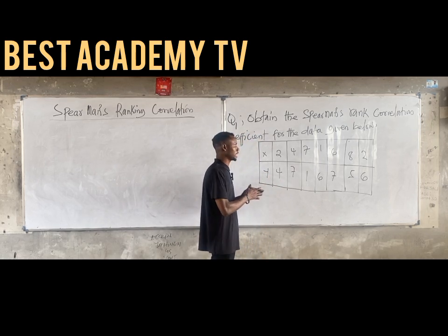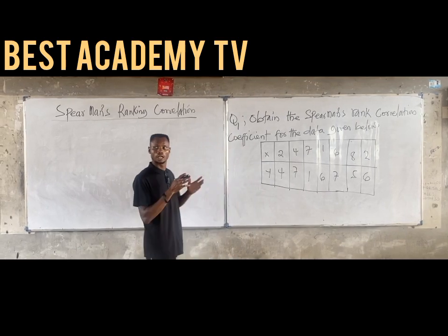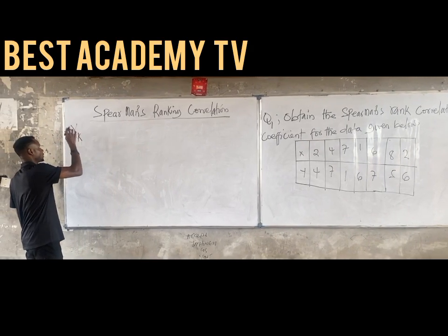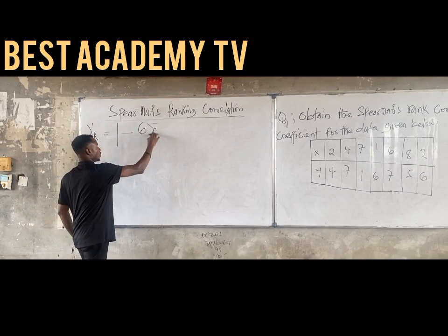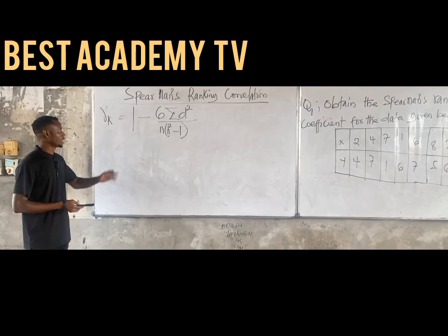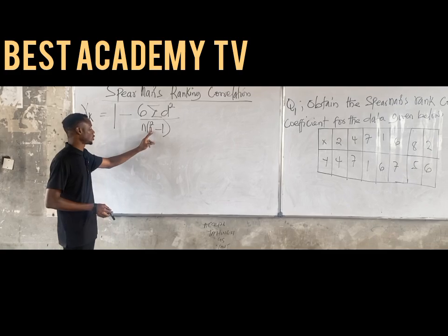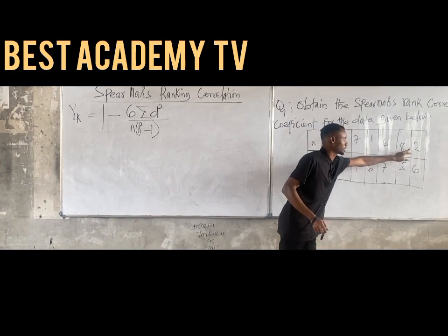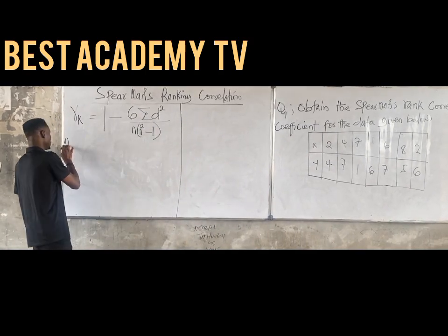But let's try to understand the formula first, and we can then replace what we are asked to find. Please take note of how to replace and calculate what you are asked to find. Our rank correlation formula, please remember, is equal to 1 minus 6 sum of d squared over m(m squared minus 1). Of course, m is the number of pairs of x and y. That is 1, 2, 3, 4, 5, 6, 7. Our m here is equal to 7.